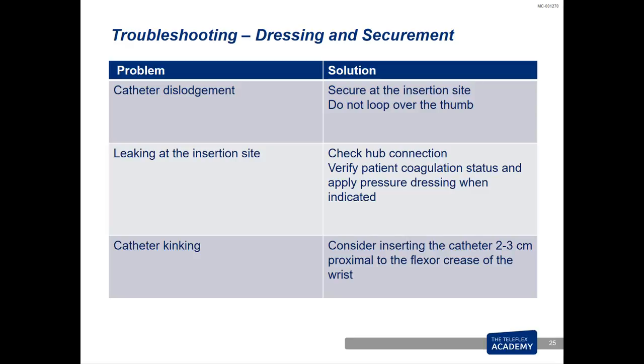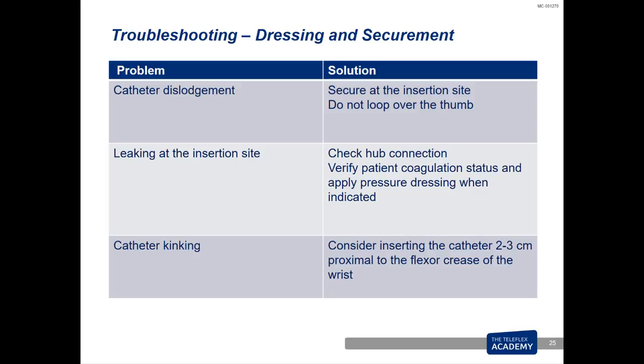Leaking at the insertion site, there's a couple different things we should be thinking about. If you're leaking at the insertion site because the connector between the tubing and the catheter is not secure, remove the dressing, secure the connection, and then reapply the dressing in a sterile manner. If the patient is bleeding from the exit site of the catheter, meaning around the catheter body, you want to check the patient's coagulation status and apply a pressure dressing where indicated. Hold pressure until stasis is achieved and reapply a sterile dressing.